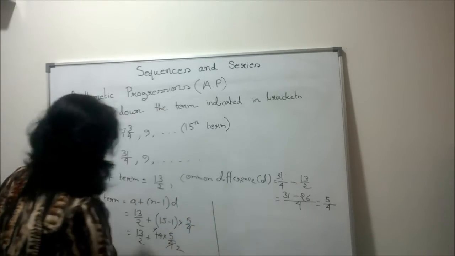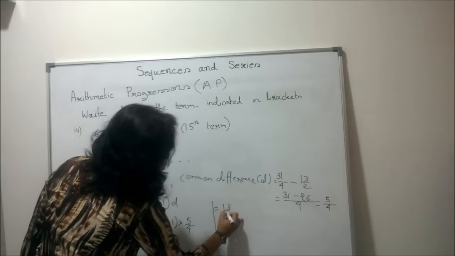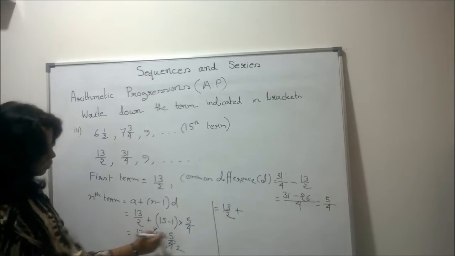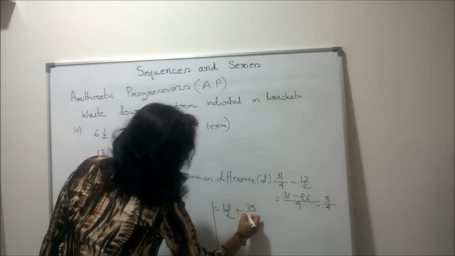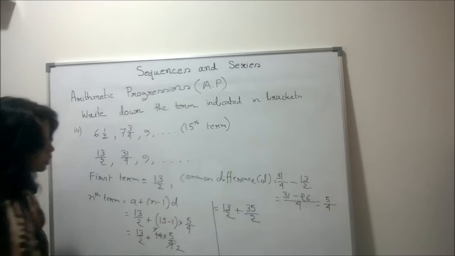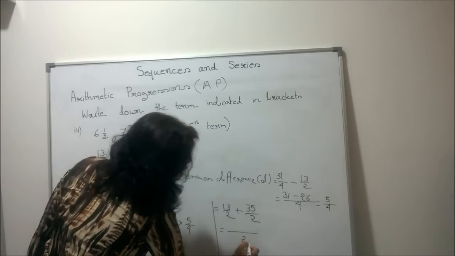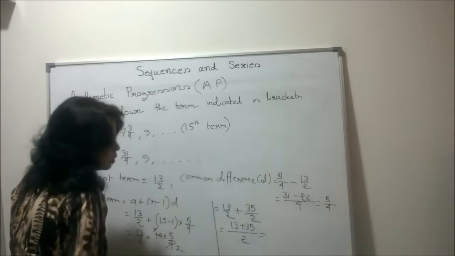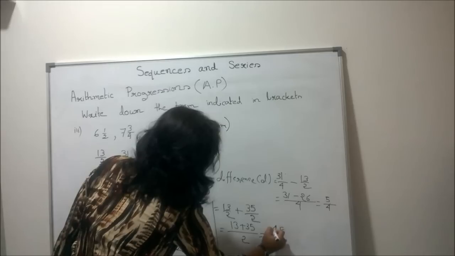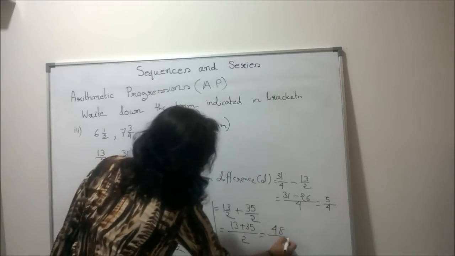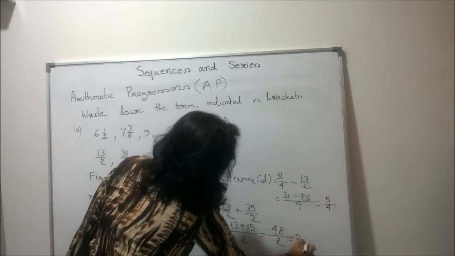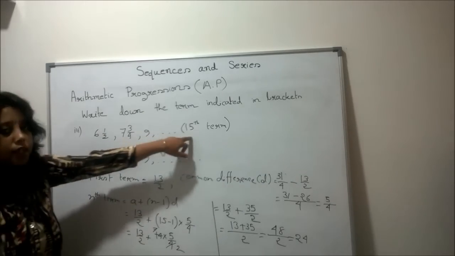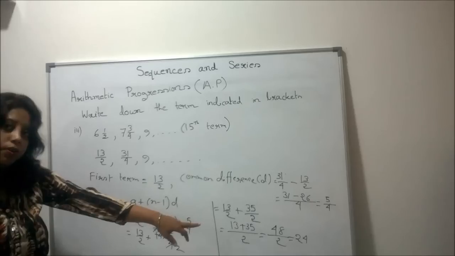So here 13 by 2 plus 7 into 5, 35 by 2. So here 2, 13 plus 35. So here 48 by 2, that means 24. So our 15th term is 24. Okay.